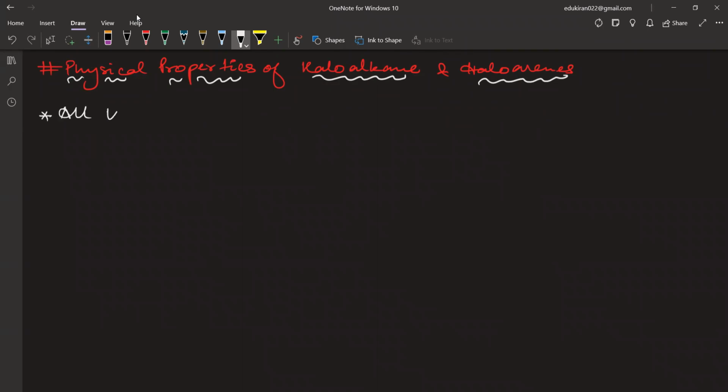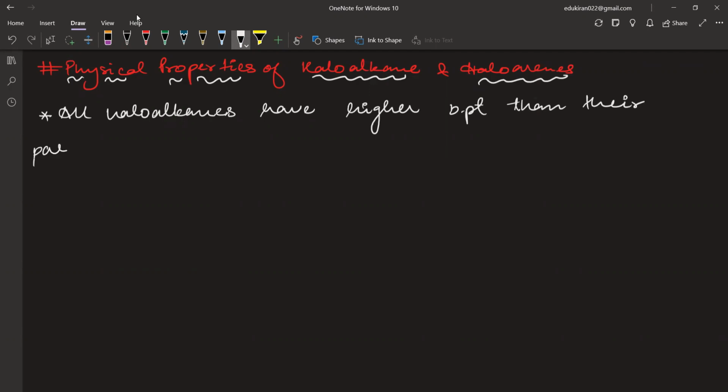All haloalkanes and haloarenes have, wait a second, let me write it like this. All haloalkanes have higher boiling point than their parent hydrocarbon. Okay, that means if you see CH4, that is methane, and you compare this with CH3Br, then this will be having higher boiling point.